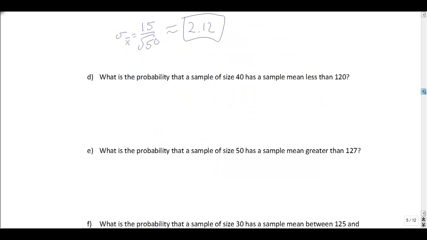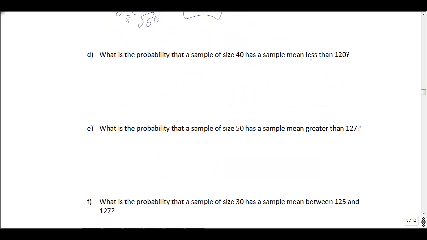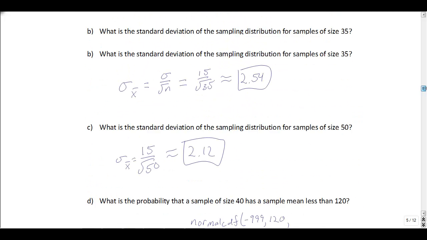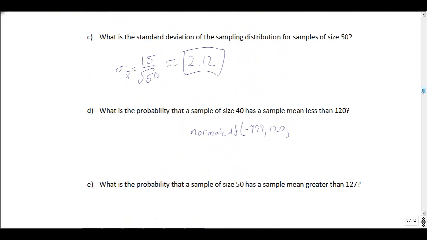Okay. Next one. What is the probability that a sample of size 40 has sample mean less than 120? So we have a normal distribution, so I'm going to use normal CDF here. We want sample mean less than 120, so that's negative 999 up to 120. The mean of the sampling distribution is the mean of the original distribution, which I forgot what it was, 126. The standard deviation of the sampling distribution is going to be 15 over square root of the sample size. So it's 15 over square root of 40.